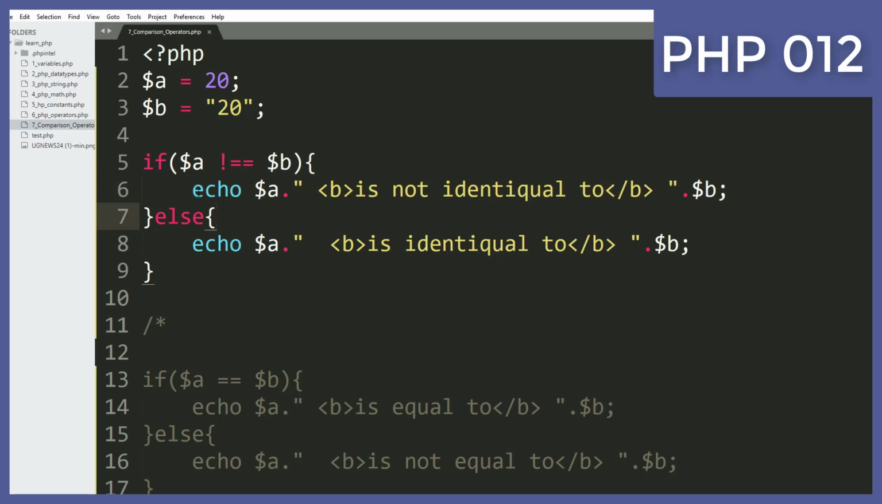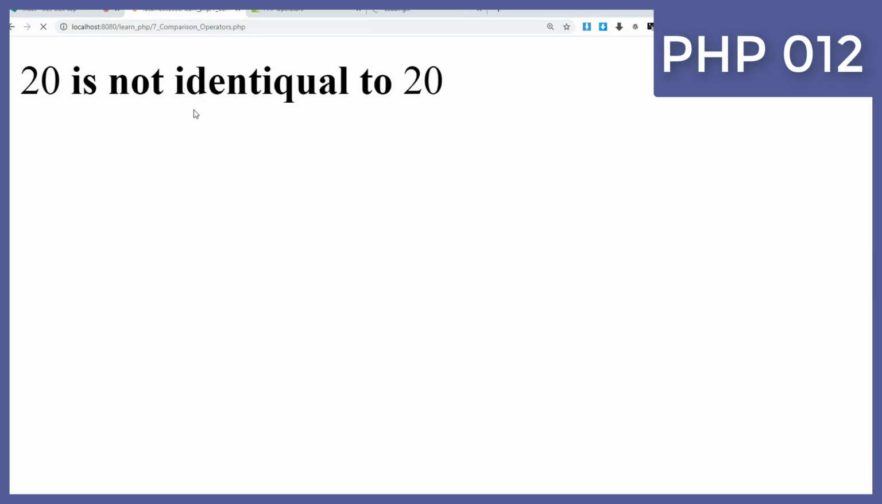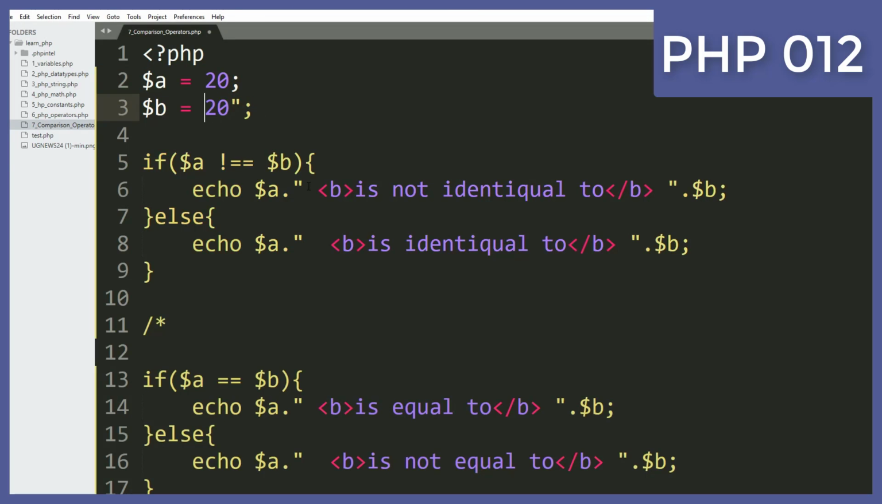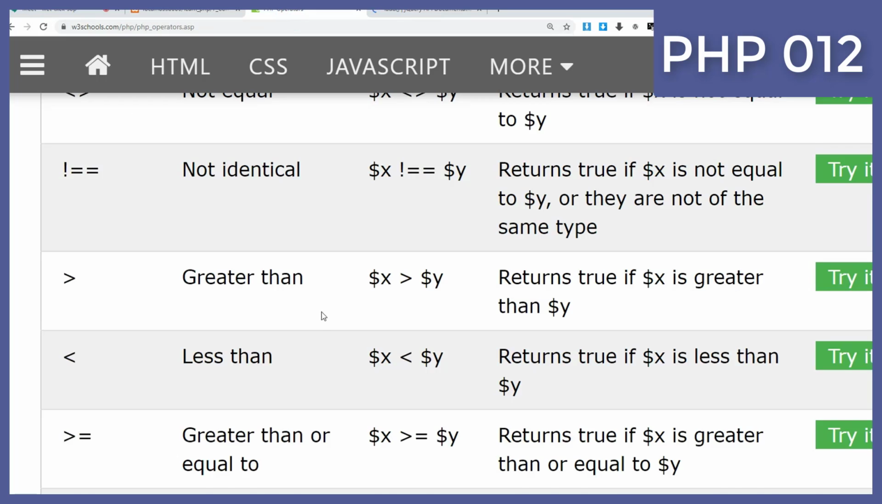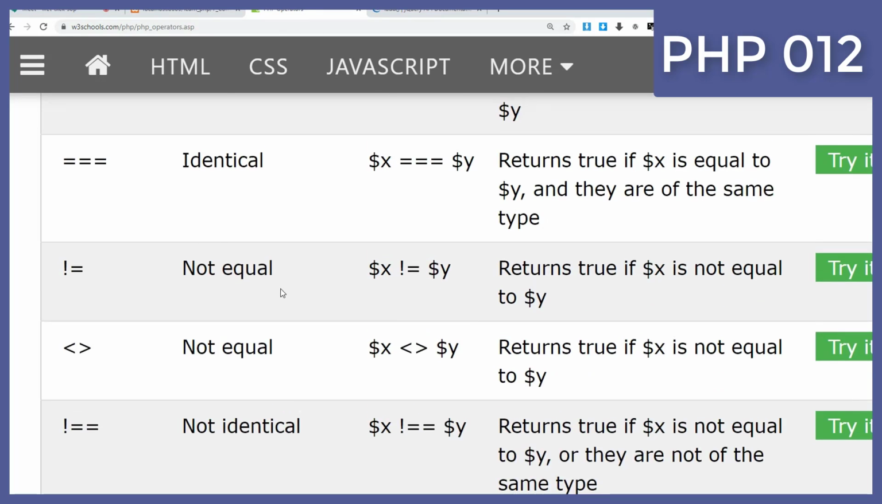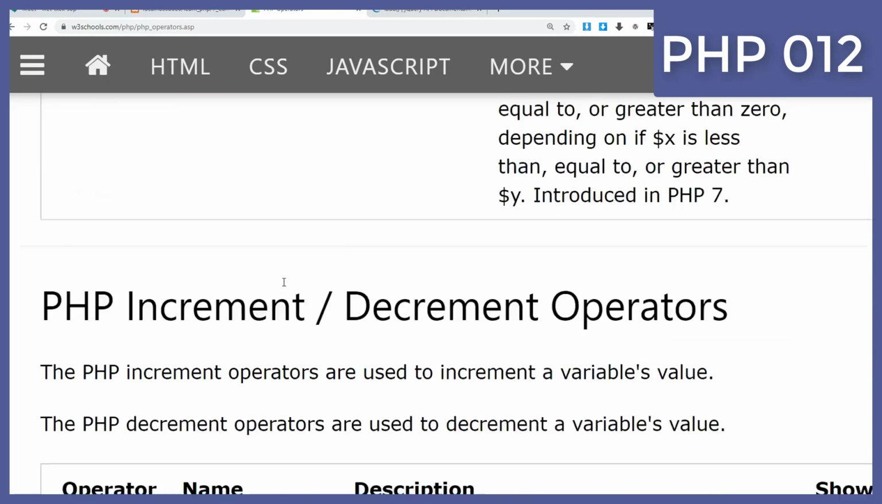It is going to execute the first part. They are not identical. Why? Because this is of a different data type and this one is of a different data type. So if you refresh, you see, it is not identical to that. But if I change this one and make them the same data type, then they're going to be identical. So I hope you get the difference between identical and not equal. So you can practice and play more with these comparison operators so that you understand them properly.